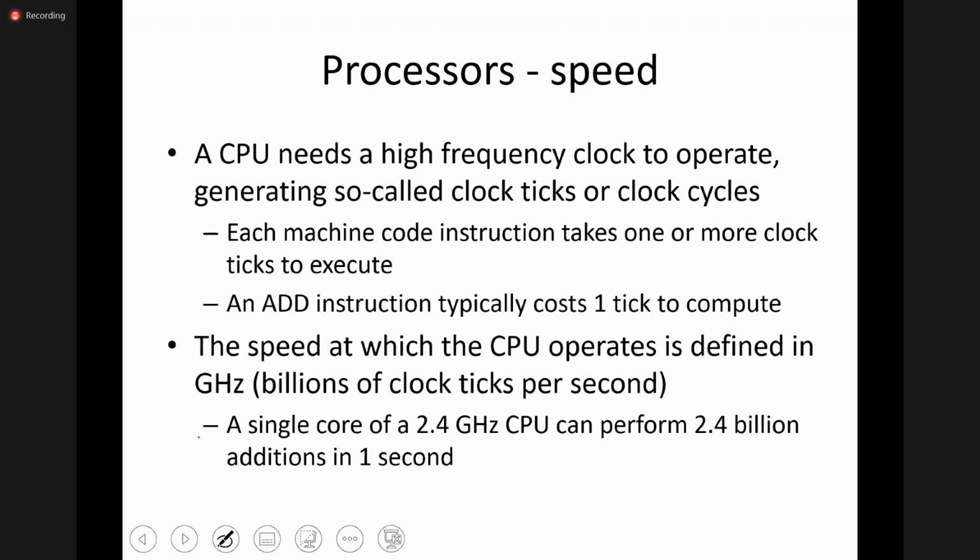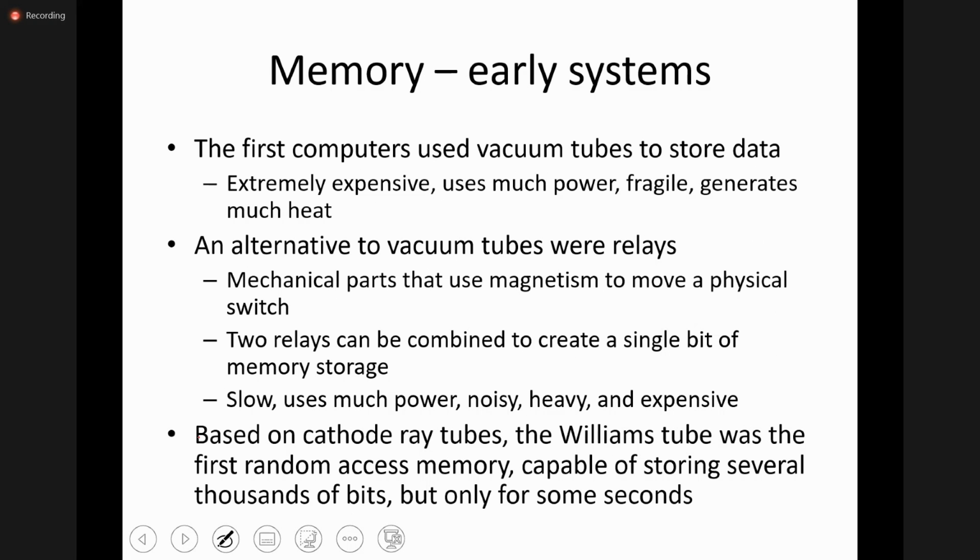Okay, now we will move to the memory. We finished the processor and we will talk about the memory. The first memory was built with vacuum tubes. You can just log into the internet or YouTube and search for vacuum tube to see how it looks like. The vacuum tube was the first tool, similar to a light bulb.